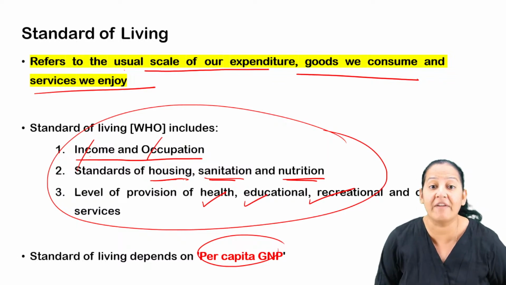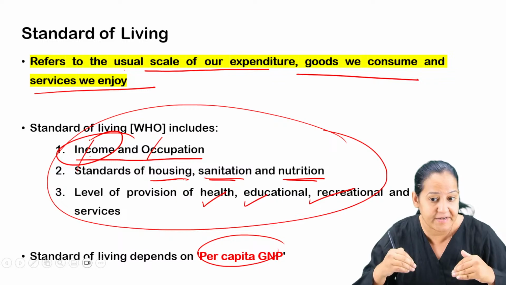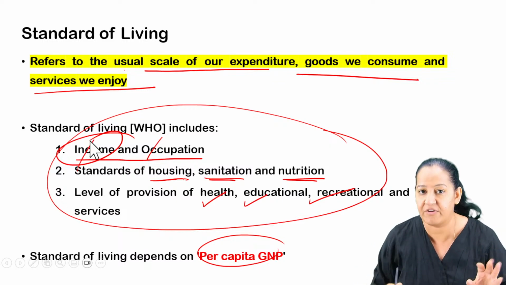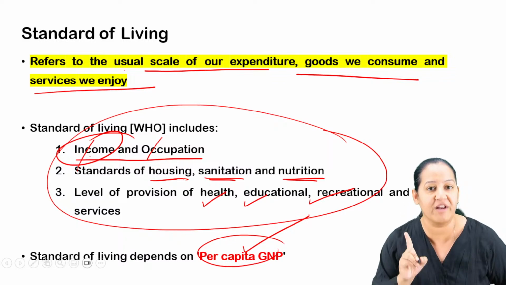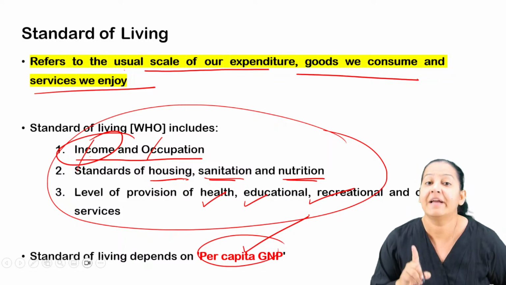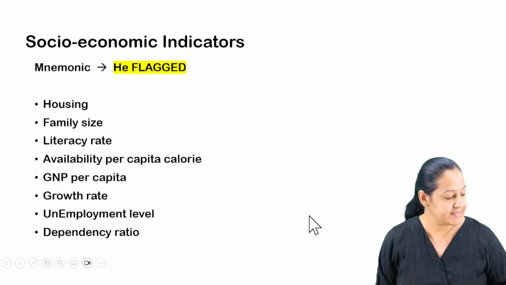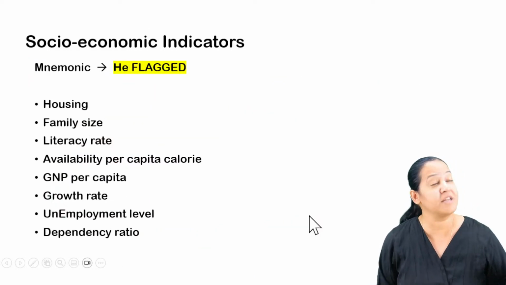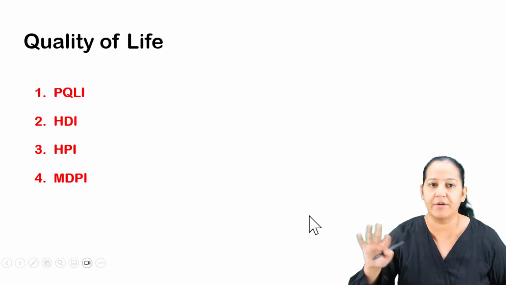So standard of living depends on money. The person who has more income has a good standard of living. The person who does not have good income does not have a good standard of living. So it depends on per capita GNP. Please remember, standard of living depends on money. It depends on income. It depends on per capita GNP. The next is the socio-economic indicators. Sometimes you get questions on the socio-economic indicators. We will see the indicators all together. You can leave it here.